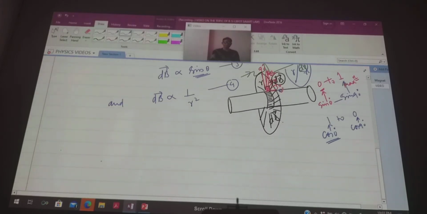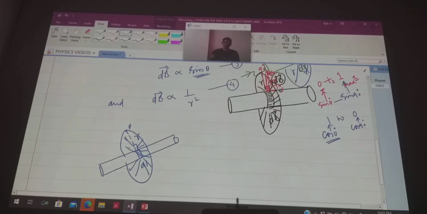This is the conductor and this is the elementary length dl. Suppose this is the point P and this is the perpendicular distance r, and the magnetic field is like this, all perpendicular. The magnetic flux is liberated here, so this distance is inversely proportional.